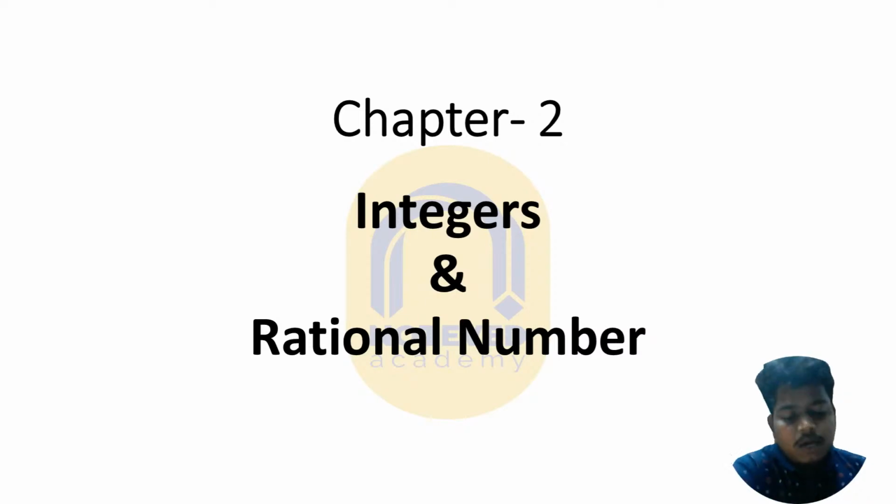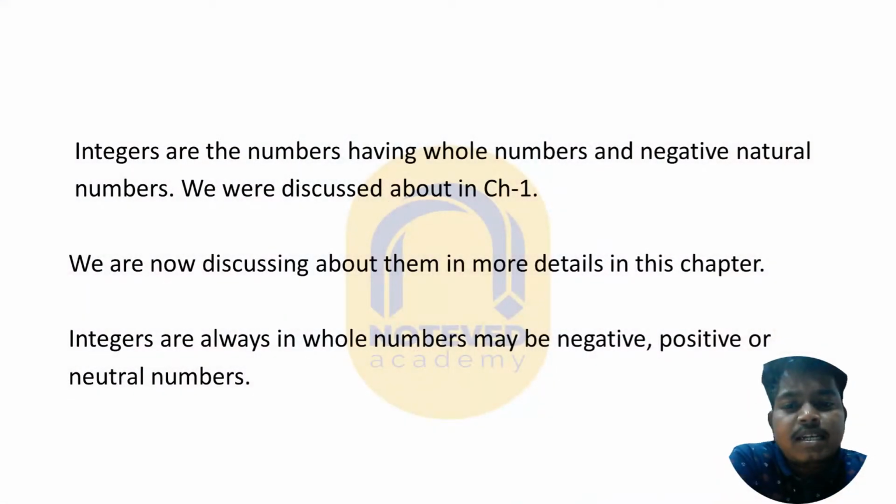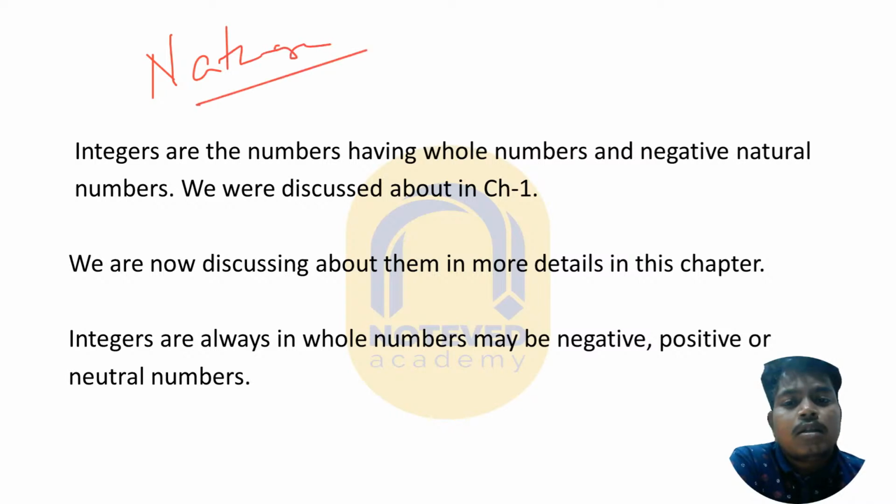Our new chapter is integers and rational numbers. Students, try to understand. Integers are the numbers having whole numbers and negative natural numbers. We have already discussed the number system in the number system chapter. What is a natural number? Then what is a negative natural number? Now we'll discuss integers.